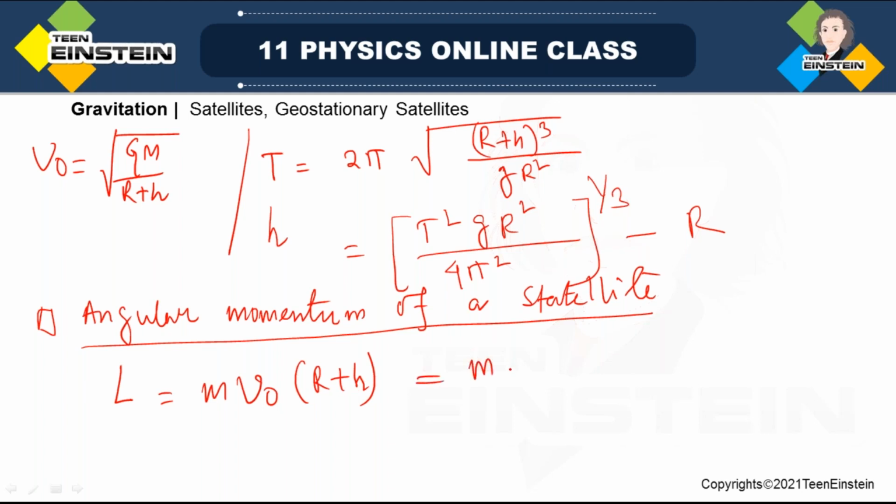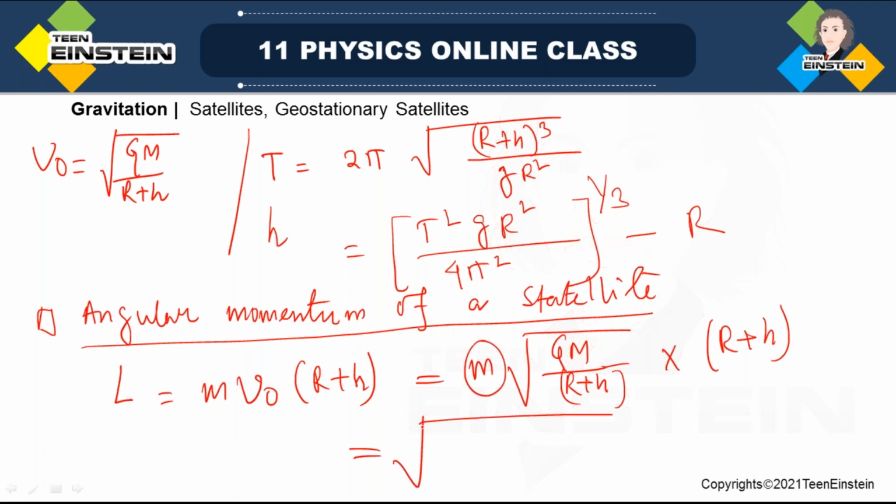So see, if we just put the value of orbital velocity also, then we get this one. Okay, now look, this can be taken inside the square root, and as we'll keep the m also small m inside the square root, then we get G M small m squared, and this also will be squared, so ultimately you will get the final equation like this. Okay, so this is the angular momentum of a satellite.